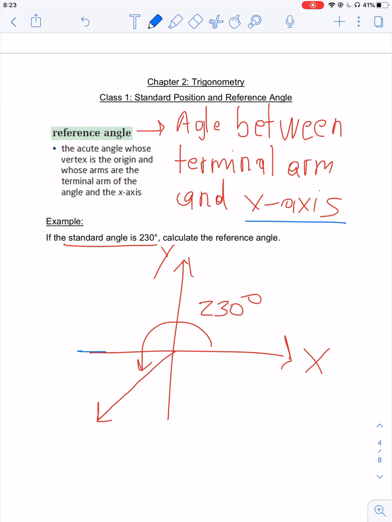But your reference angle is the angle between the terminal arm and the x-axis. So this is your x-axis in blue, right? And this is your terminal arm. So it has to be the angle in between. So we're talking about this angle. So we call this theta r for reference.